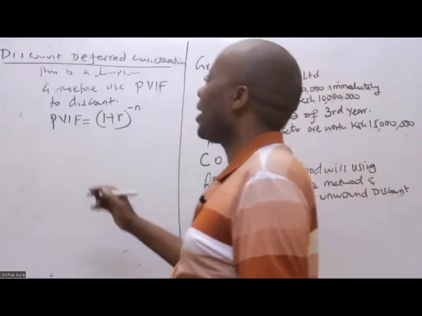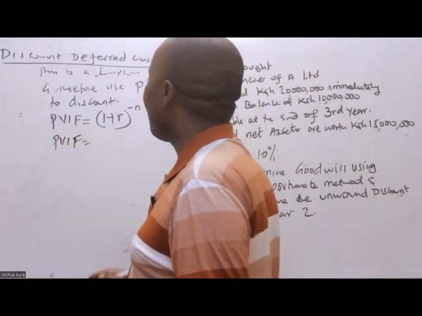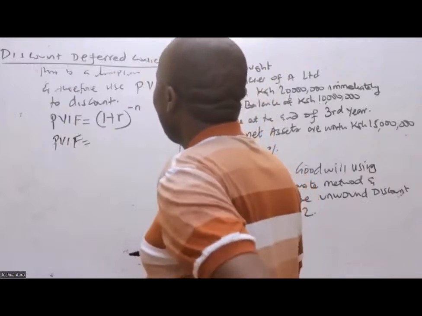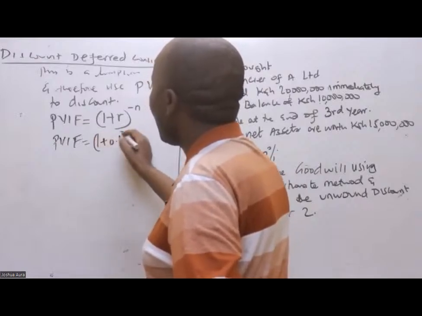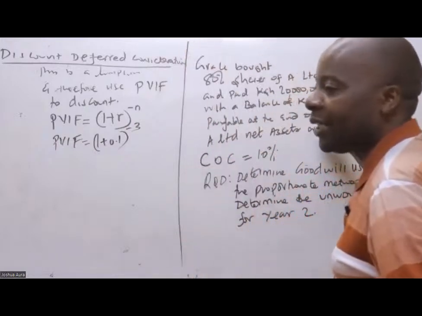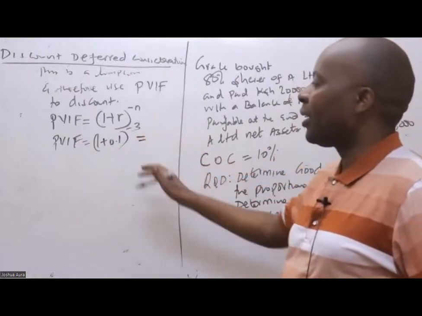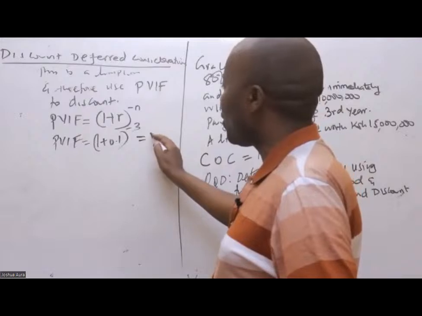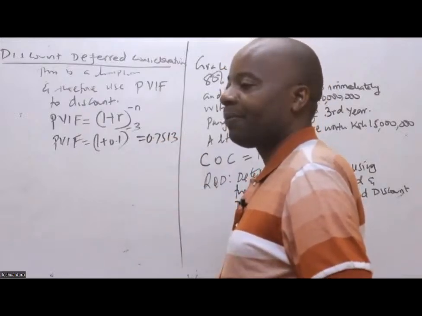So meaning that my PV here will be (1 plus R), which is 1.1, raised to -3, because Grace is going to be paying this amount at the end of the 3rd year. Is there somebody who can give me this figure? 4 decimal places. Benjamin gives me 0.7513. Thank you very much.